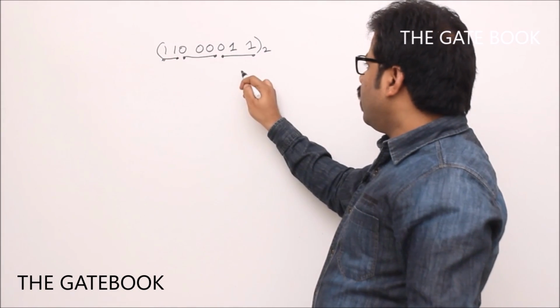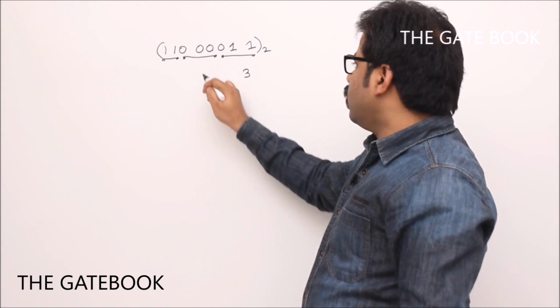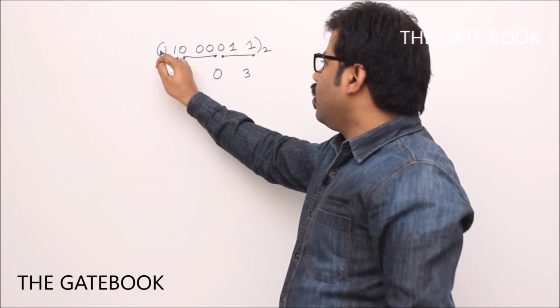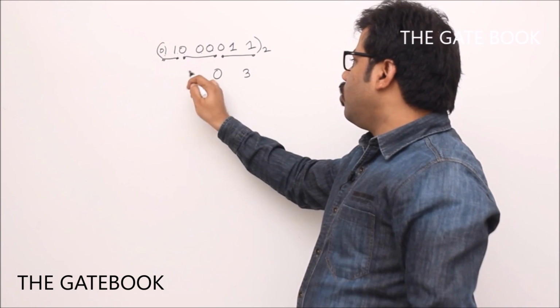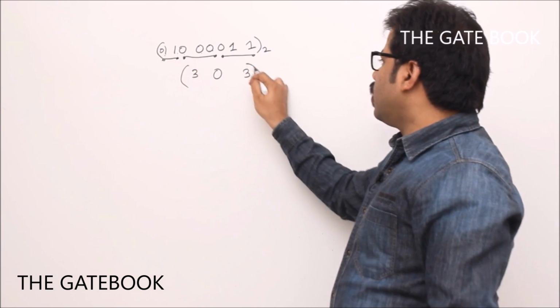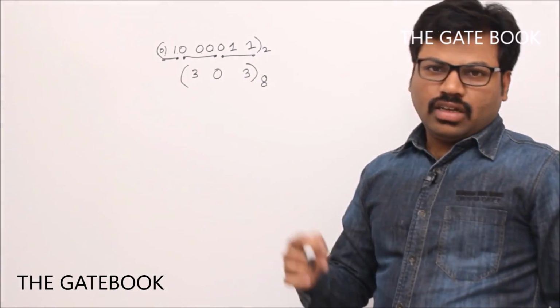So 011 is 3, right? 000 is 0, and 11 you add a 0, so 011 is 3. In that way 303 base 8 will be the octal conversion.